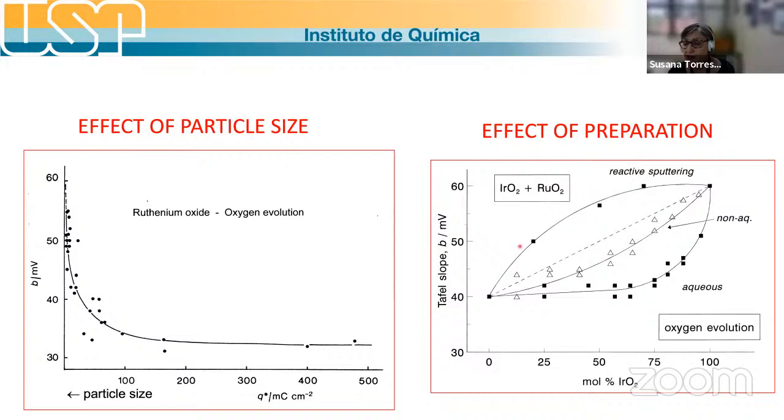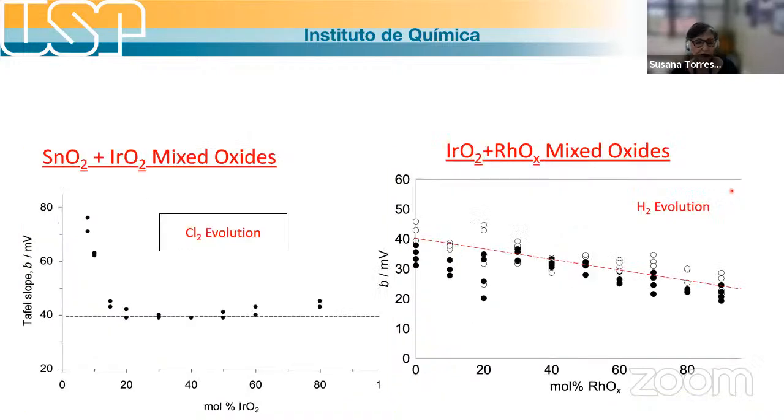Also, the effect of the preparation of the electrode. Also for oxygen evolution, we have a mixture of ruthenium oxide with iridium oxide. So we can see here how the Tafel law changes with the composition, obviously. As we put in more iridium oxide, we have a change in the Tafel law. But this is completely different if for the same composition we prepare by aqueous mixture, by non-aqueous mixture, or by reactive sputtering. So we can see here how sensitive it is for this kind of electrodes. Here you have, for example, also the composition for chlorine evolution or for hydrogen evolution.